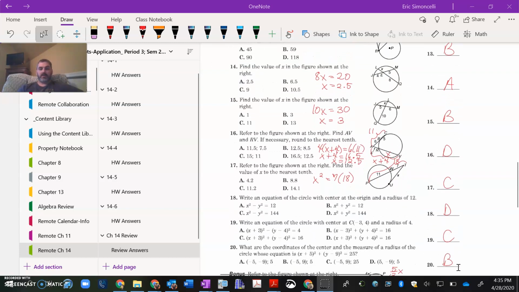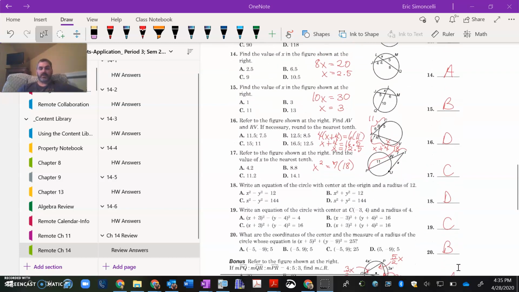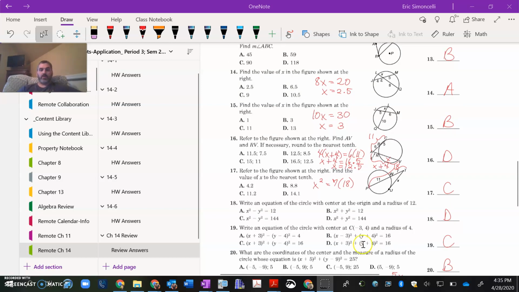Moving on, these last 3 questions here. Let's take a look. So number 18, write an equation of the circle with center at the origin and radius of 12. The origin is simply 0, 0. So letter D is the only answer that makes sense. X minus 0 quantity squared plus Y minus K quantity squared. And of course, 12 squared is 144.